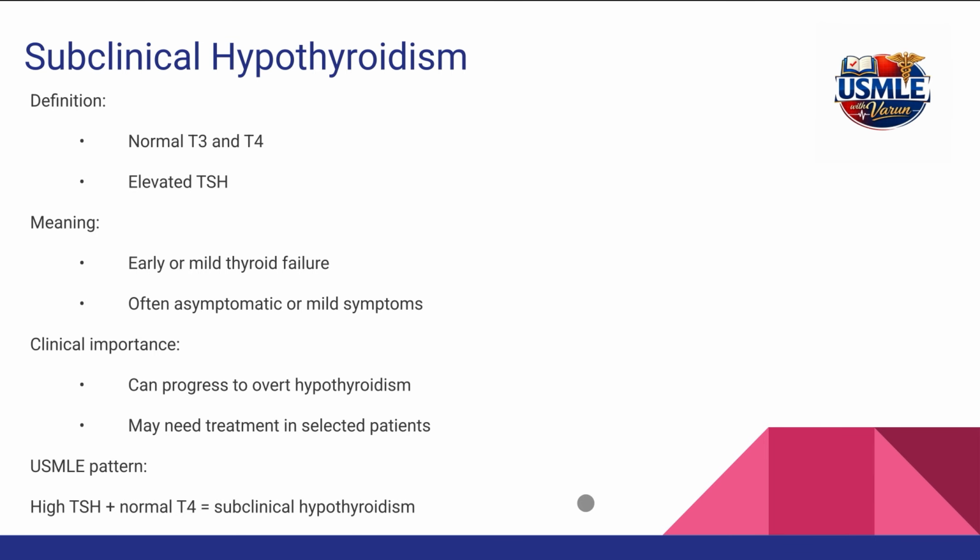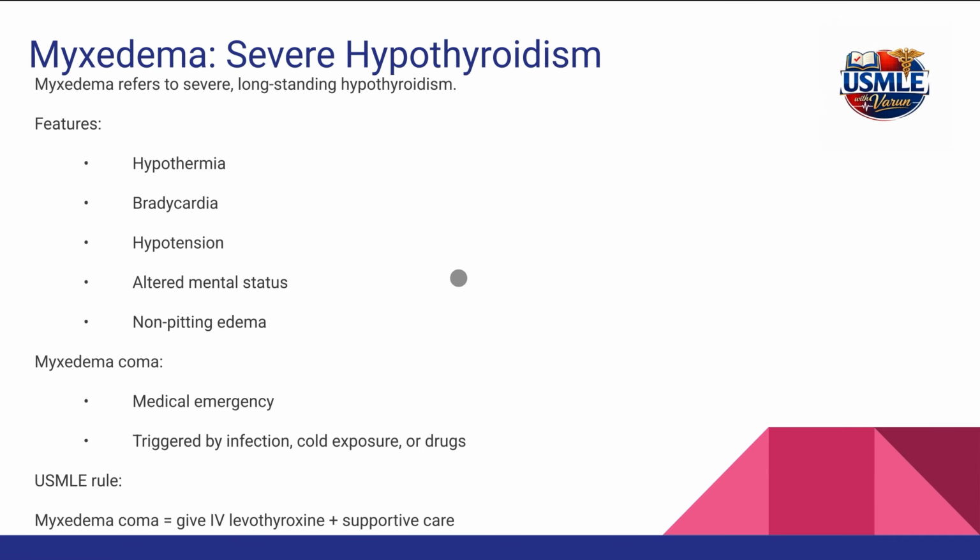In subclinical hypothyroidism, TSH is high, but T3 and T4 are normal. This is early thyroid failure. Normal T3 and T4, elevated TSH, early or mild thyroid failure. It is often asymptomatic or with mild symptoms. It can progress to overt hypothyroidism and may need treatment in selected patients. High TSH plus normal T4 means subclinical hypothyroidism.